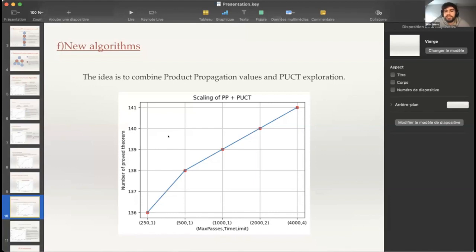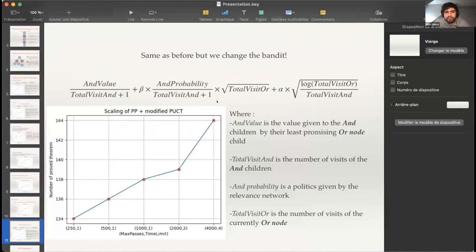So we obtain the advantage of these two algorithms, and this is the most performing one, except in the last setting, because we tried another algorithm, which is the same idea as before: product propagation for the value, but a modified bandit, which is a combination of the holophrasm bandit and PUCT. And this algorithm is the best performing one in the settings of 4,000 visits and 4 minute exploration.